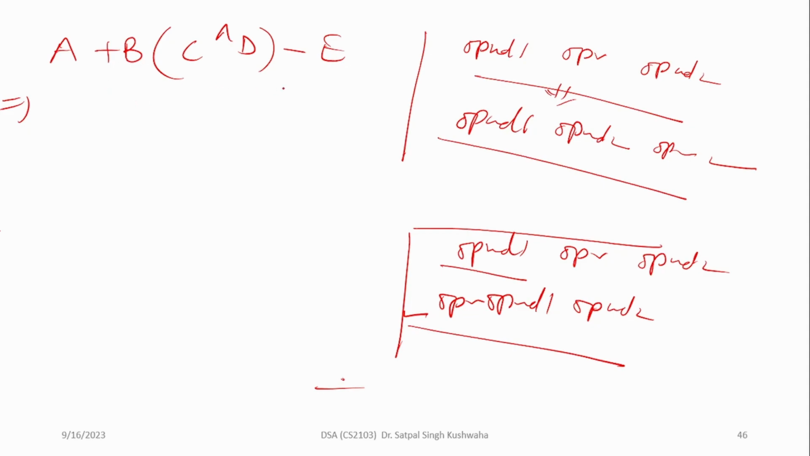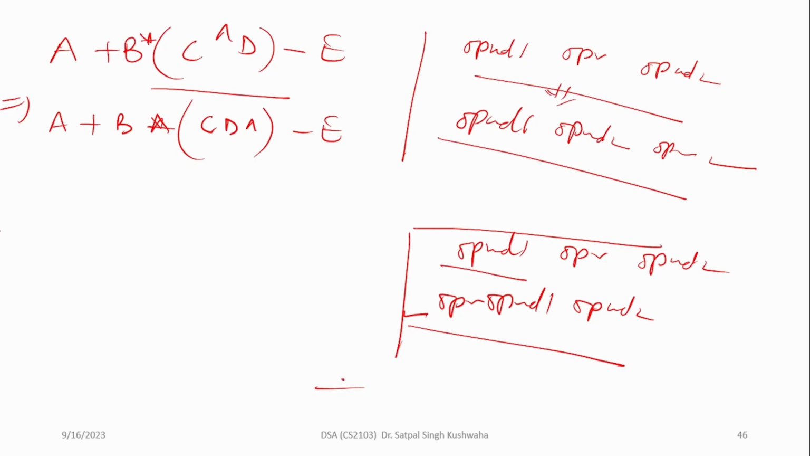As you can see, we read the expression from left to right. A plus B bracket. I think the multiplication is missing here, so we write multiplication here: C cap D minus E. Now we have this bracket, so first we solve this bracket. So we write A B plus here, and then how? First operand, second operand, and operator, and minus E.